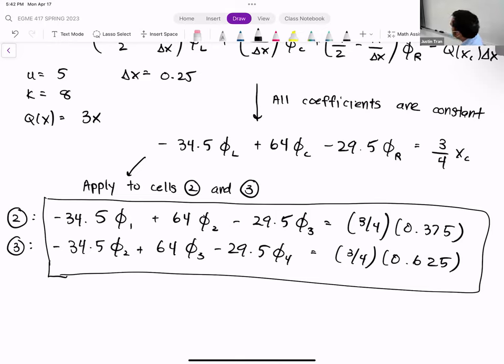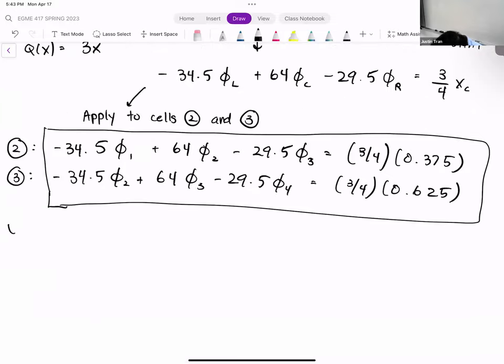For cells 1 and 4, we have to, of course, account for the boundary conditions, and we'll go from the beginning so that you see the whole process. Okay, so let's start with cell 1. Cell 1 has a Dirichlet boundary condition on its left side.